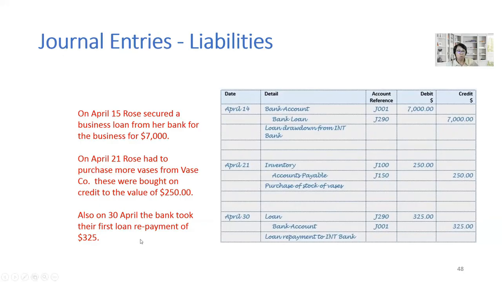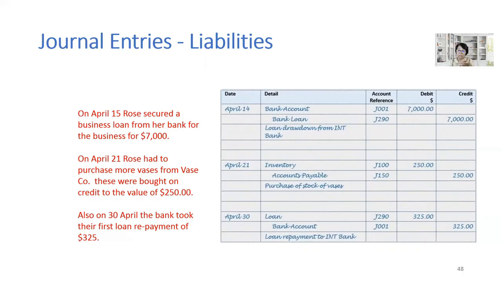Okay, so on April 30th, we made a loan payment. Remember I said if you make a loan payment, then your liability goes down. So this is an entry that shows your liability is being reduced. But if your liability is being reduced, what happens with your bank account? It goes down because you had to make a loan payment, right? You wrote a check to the bank.